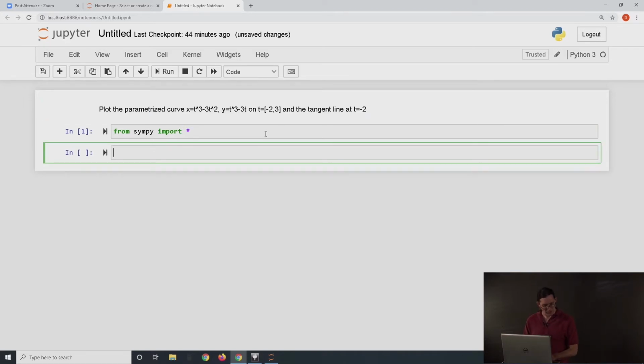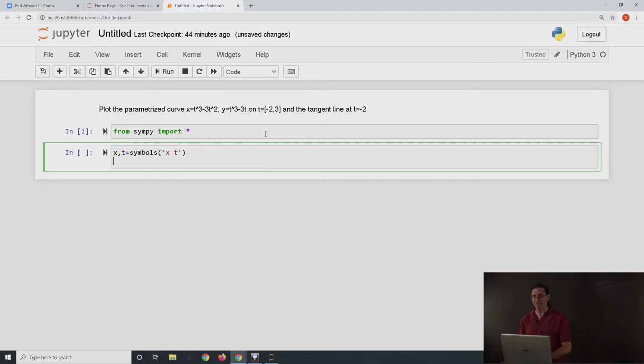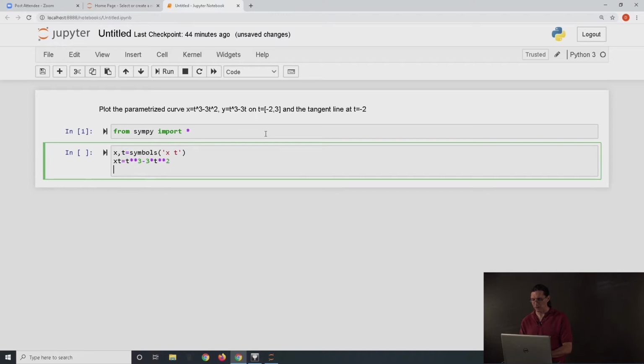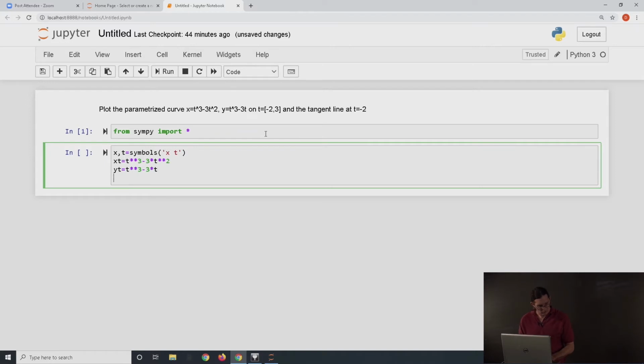So after loading the symbolic package into Python, we will define x and t as symbolic variables using the symbols command. And then we will define expressions for what I will call xt, for x of t, and yt. We're using xt and yt because we will want to use the symbolic variable x in our tangent line equation.